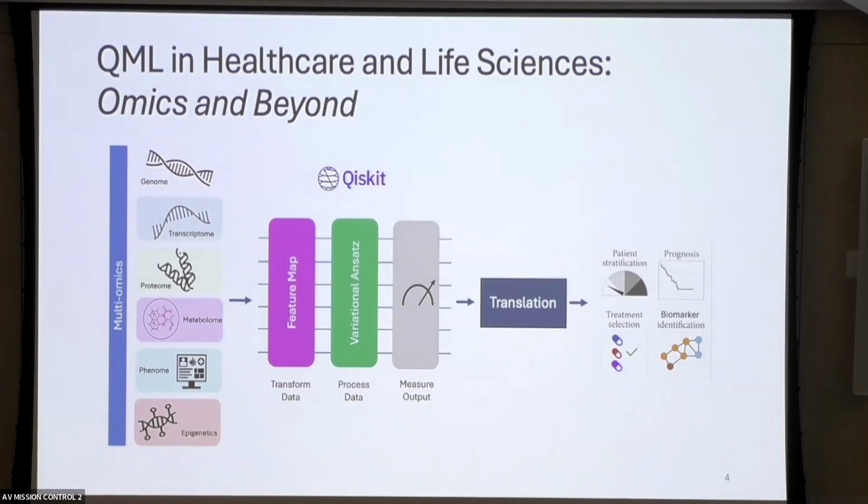Well, we can think of it in the context of omics and beyond, or healthcare and life sciences. Most of you are bioinformaticians in this room, so you're familiar with these data sets in which you're handling information on genomics, transcriptomics, metabolomics, epigenetics. From there, again, you transform your data using a feature map, you fan it off to some sort of parameterized quantum circuit, in this case known as an ansatz. Then you measure the outcome, right, after you run the circuit many, many different times. When you translate that information back to the classical domain, there are different benefits from it. You could use it for patient stratification, prognosis, treatment selection, as well as biomarker identification.